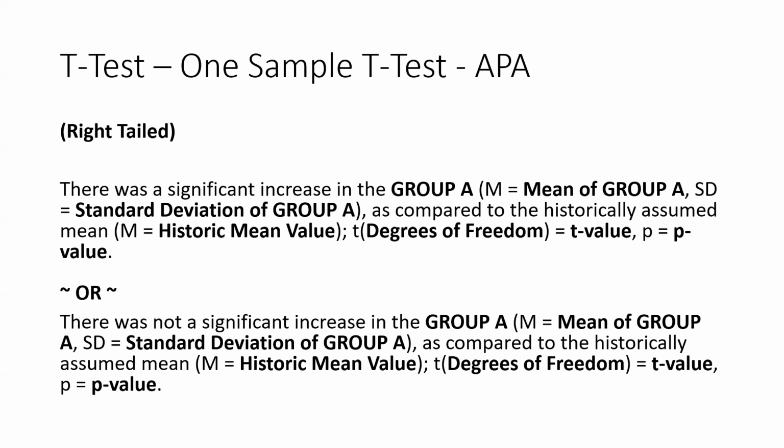So the main differentiation here is whether or not we rejected the null hypothesis. If the null hypothesis was rejected, our results would be formatted as such. And if our null hypothesis was not rejected, our results would be formatted in this second example here.